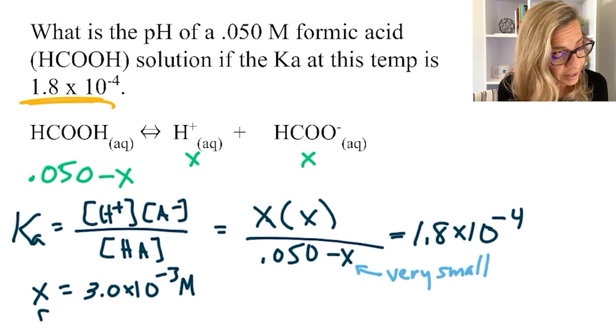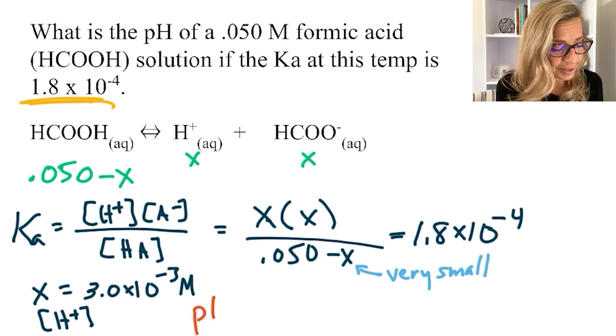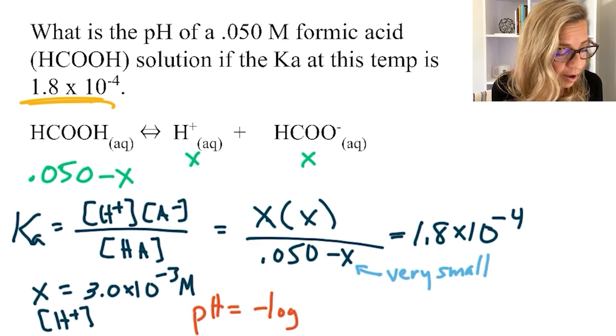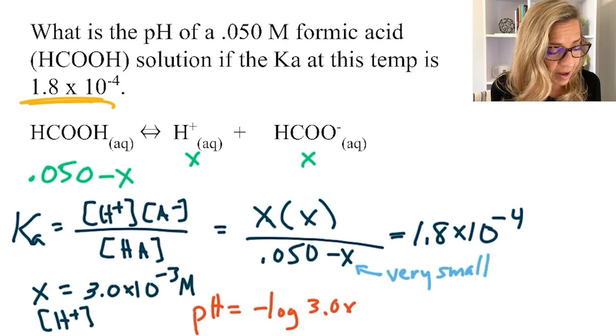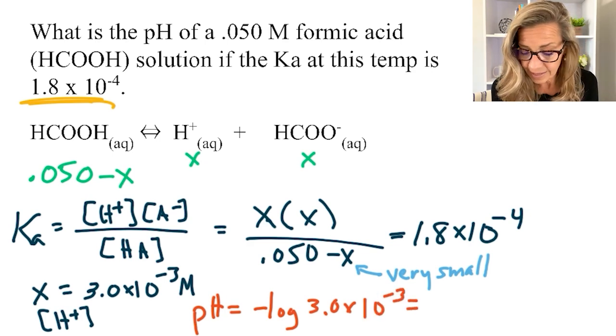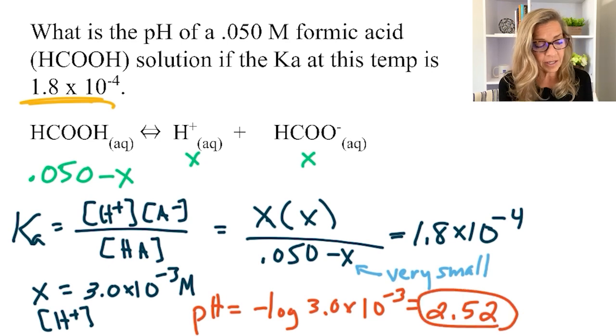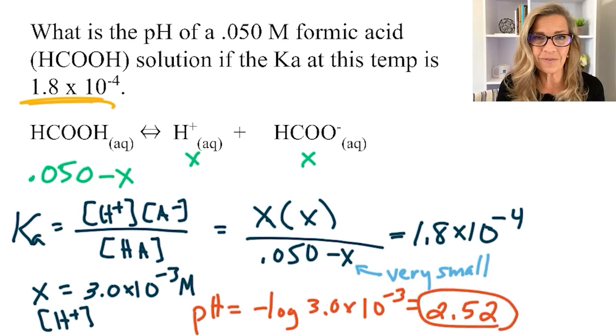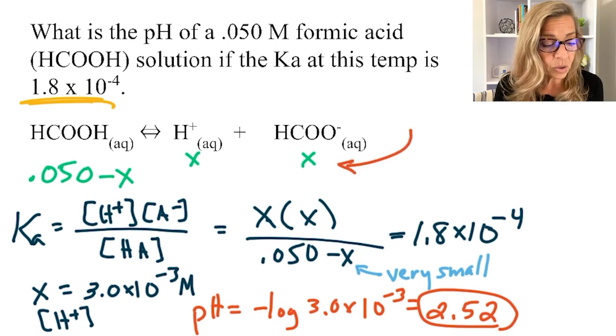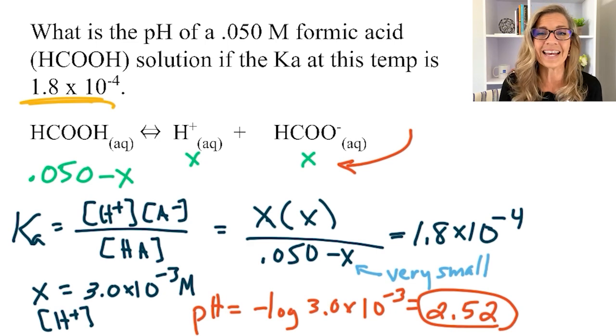So what was our x here? Well, that was our H plus concentration. And so the pH, which is what we're really after, pH is the negative log of that H plus. So the negative log of this value is going to be 2.52. Okay, so the pH of that weak acid is going to be 2.52. A little bit more complicated. You can use this x. This is what you are assuming, that x is the concentration of the hydrogen ion in this case. So that's a nifty little trick that will help you in some of these weak acid problems. I hope that helps.